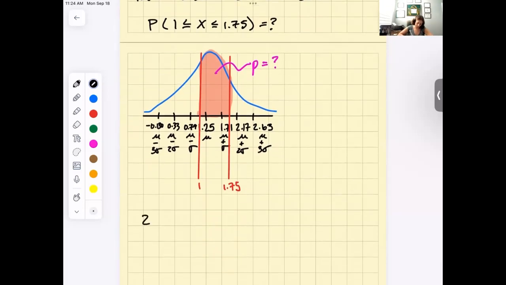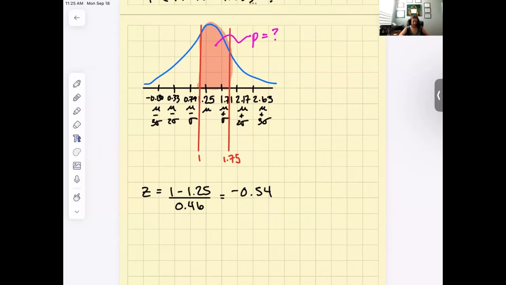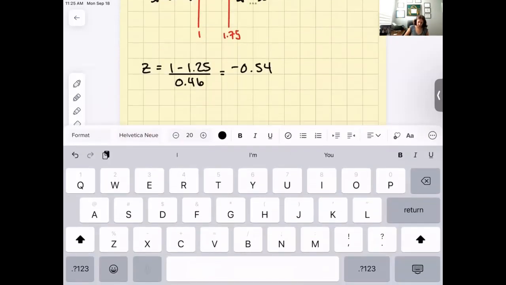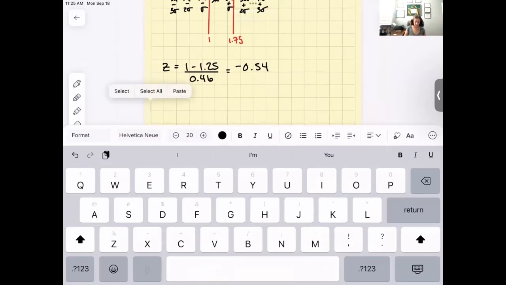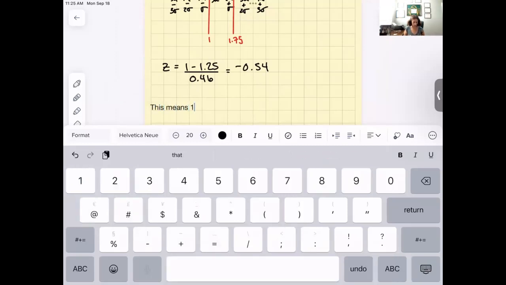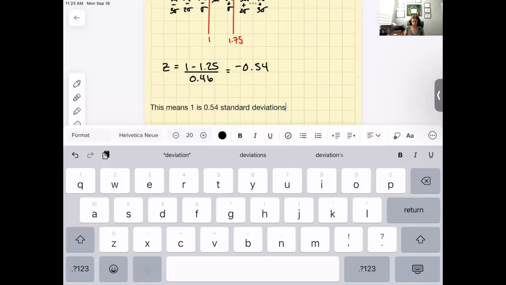So for example, if I wanted the z-score for the 1, I'm going to do 1 minus 1.25 over 0.46 to plug it into that z-score equation. So what do I get? Negative 0.54. Now, what does this mean? This physically means that we are to the left of the zero mark, to the left of the mean, 0.54 sigmas away, right? So this means 1 is 0.54 standard deviations to the left of the mean.